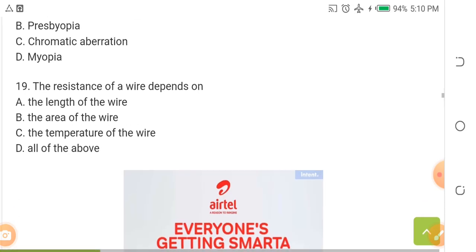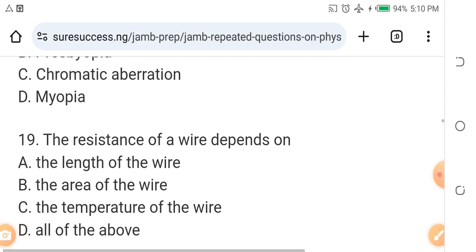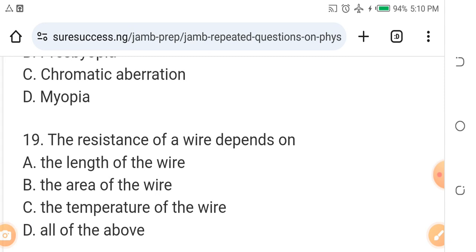What does question 19 talk about? Question 19 says: the resistance of a wire depends on dash. A. Length of the wire. B. The area of the wire. C. The temperature of the wire. D. All of the above.